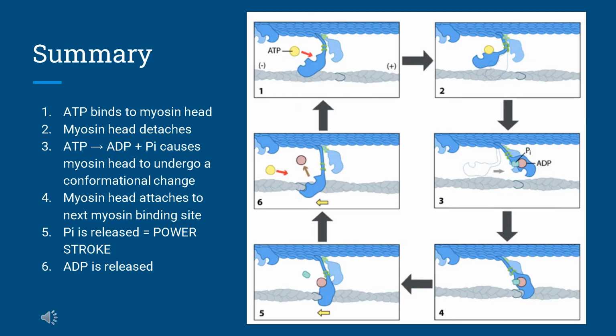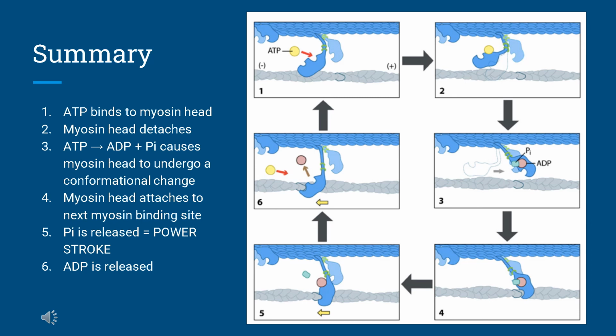To summarize the previous slide, Step 1. ATP binds to the myosin head. Step 2. Myosin head detaches from the actin. Step 3. ATPase activity of the myosin hydrolyzes ATP into ADP and an inorganic phosphate. As a result, the myosin head undergoes a conformational change.